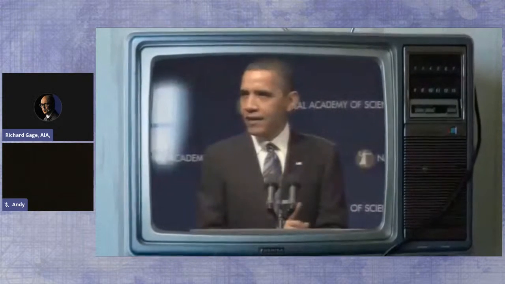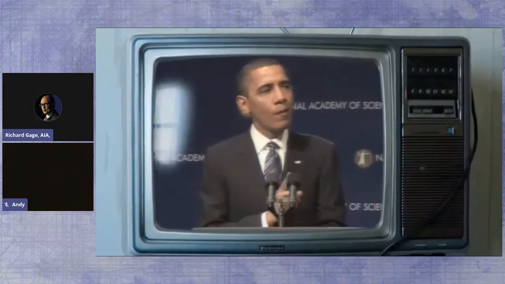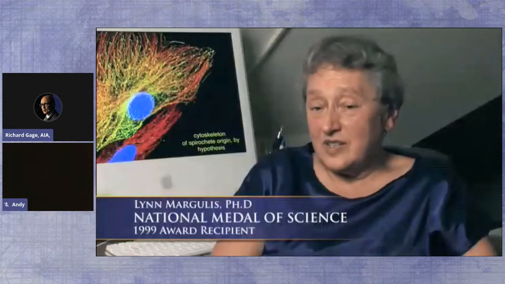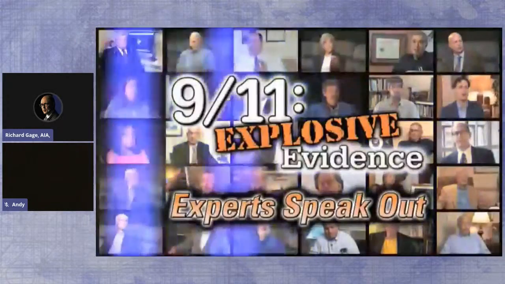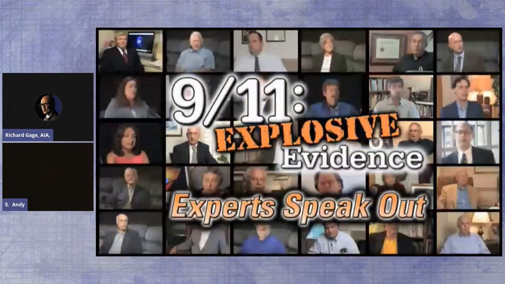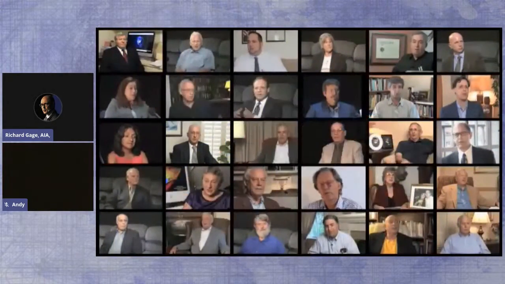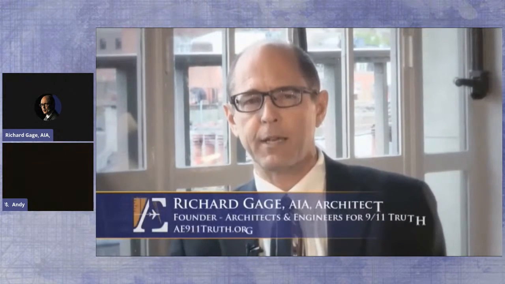To undermine scientific integrity is to undermine our democracy. This is what NIST has done, denied and ignored crucial evidence. The American people absolutely need the truth of 9/11. More than 1,500 architects and engineers and 12,000 others, including many scientists, have signed the petition calling for a scientific investigation of the destruction of the Twin Towers and World Trade Center Building 7.